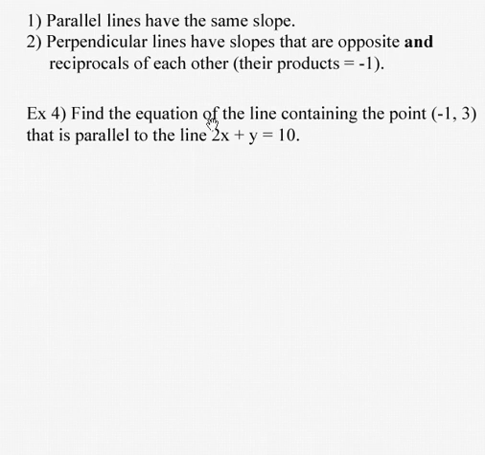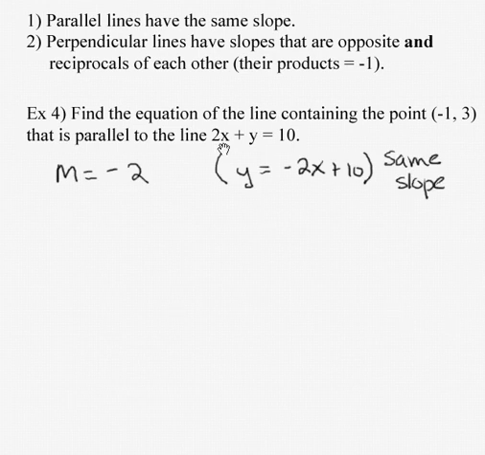We want to find the equation of a line that goes through the point -1, 3, but it's parallel to 2x plus y equals 10. So the first thing we need to do is find the slope of 2x plus y equals 10. If you get y by itself, y equals -2x plus 10, we have a slope of -2. The equation we want is parallel to that, so it should also have a slope of -2.